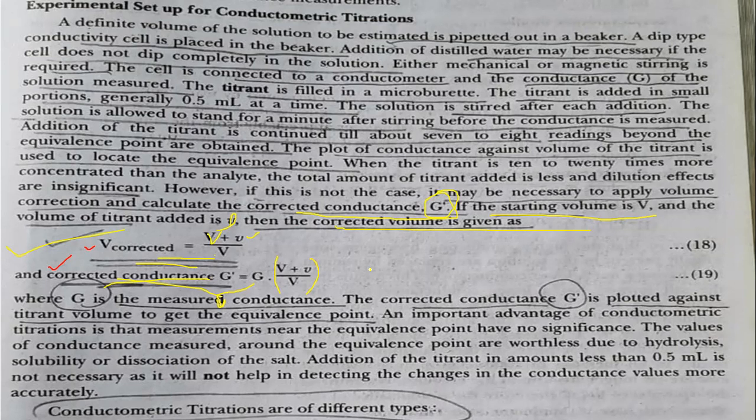The assembly is the same as what we have studied for the potentiometer, but in this case we directly measure the conductance, so there is no need for a separate beaker. Within a single beaker, with the addition of titrant from the burette, we can see the changes in the conductance. Conductometric titrations are of different types that we are going to see.